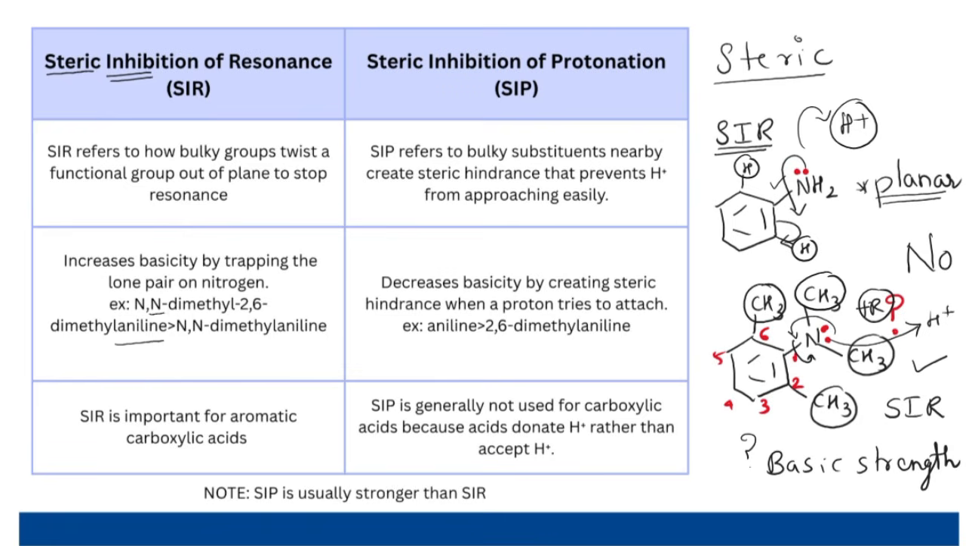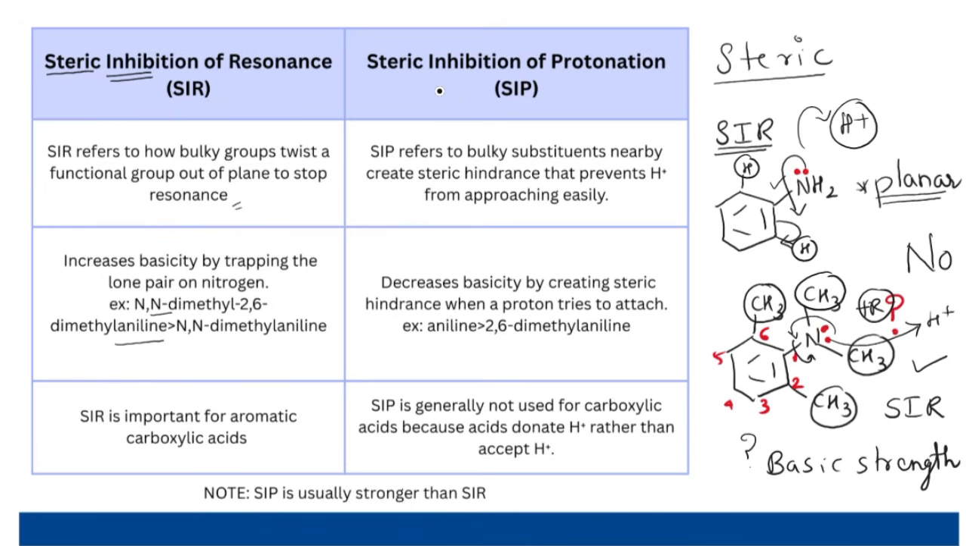Similarly, I have given one more example here. So students, to summarize, SIR refers to how bulky groups twist a functional group out of plane to stop the resonance, like in case of this molecule. It increases basicity by trapping the lone pair on the nitrogen in this molecule. So this is the best example to remember and apply the SIR concept.